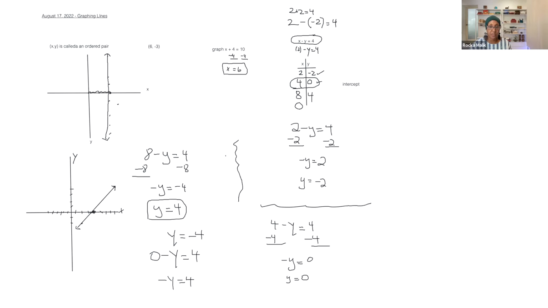So my point should be (0, -4), which means I'll go to my y-axis and I'll go down 4: 1, 2, 3, 4. And hope that my line hits there. Okay.